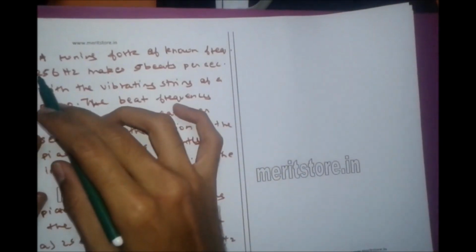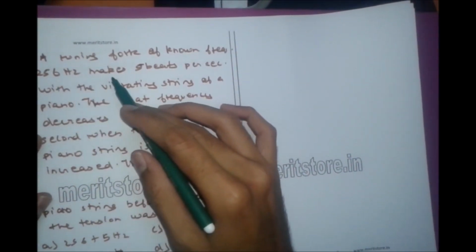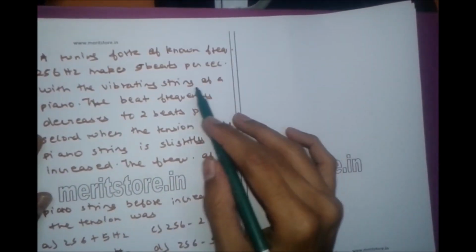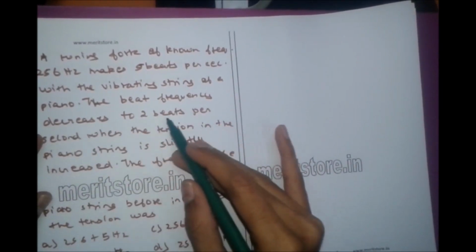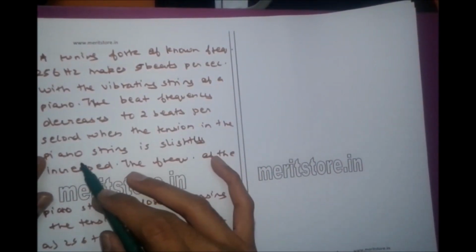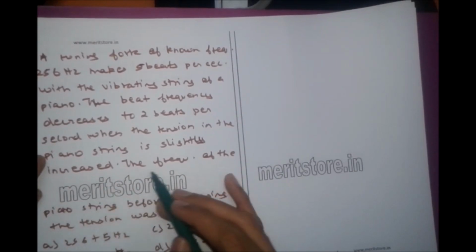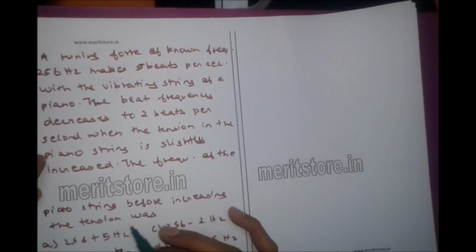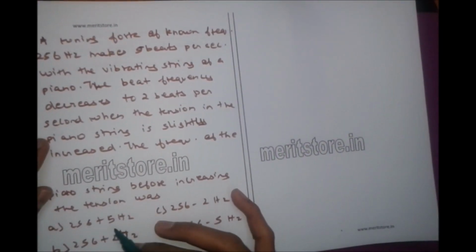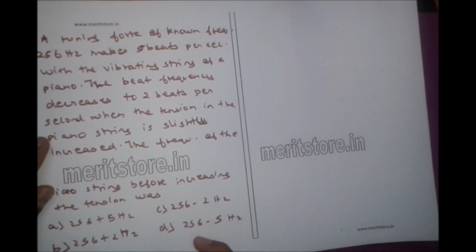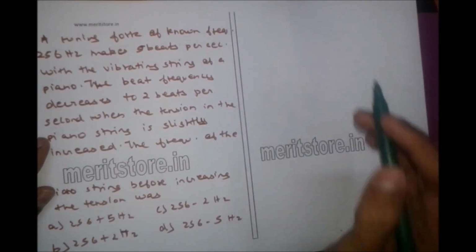Okay, next thing, a tuning fork of known frequency 256 Hz makes 5 beats per second with the vibrating string of a piano. The beat frequency decreases to 2 beats per second when the tension in the piano string is slightly increased. The frequency of the piano string before increasing the tension is: 256 plus 2 Hz, 256 minus 2 Hz, 256 plus 5 Hz or 256 minus 5 Hz.